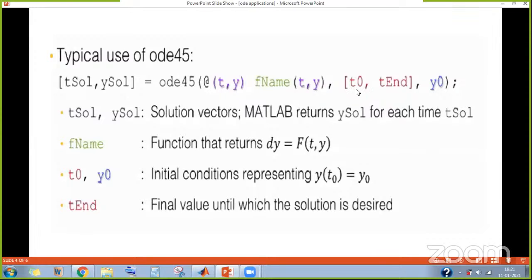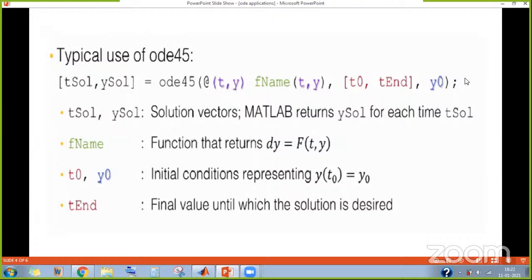This is t naught and t end. Yes. So this is the range of the timing we want for the solution, t0 comma tn, the range between which we want the solution. So let's say we will do our solution from 0 to 20 seconds. So my t0 will be 0 and t end will be 20. And I can give some spacing as I desire, that depends upon the problem. And y0 is the initial conditions.